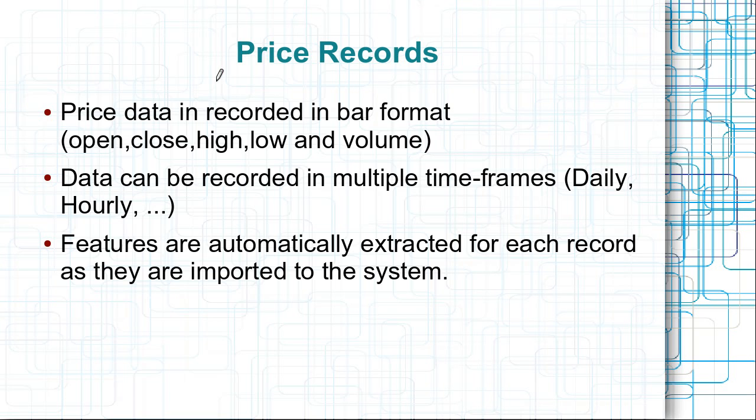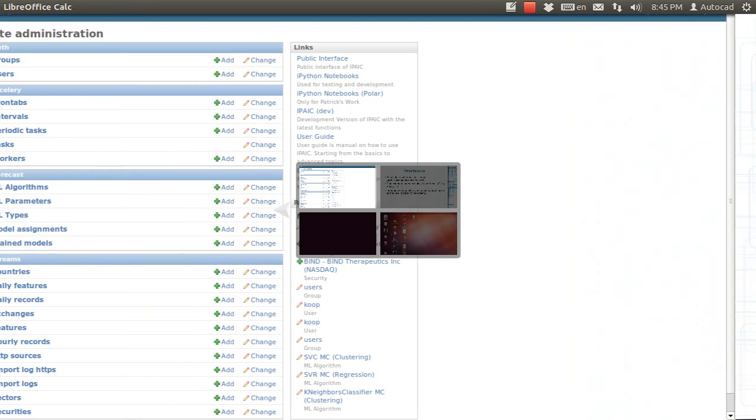We store price data in a bar format, which is open, close, high, low, and volume. Data can be recorded in multiple time frames, like daily and hourly, and features are automatically extracted for each record as they are imported to the system. Features are other calculated numbers from open, close, high, low, and volume, like average or change from the previous record. Let's jump to the system and see that in action.